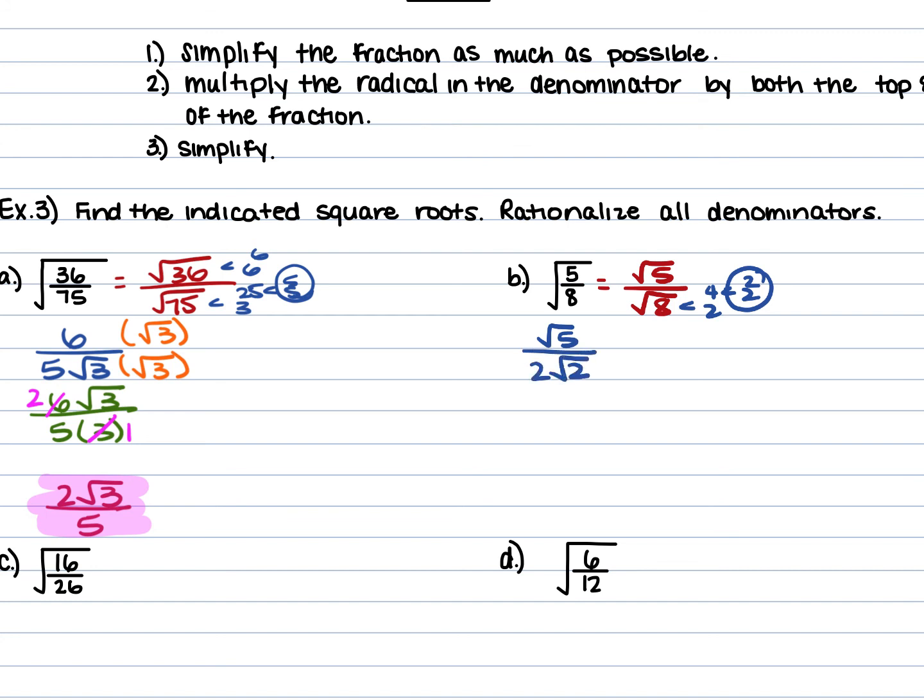We have to rationalize the denominator, so multiply the square root of 2 by itself a total of 2 times. And we'll do the same on the top that you did to the bottom. And we're going to have the square root of 5 times 2, which is 10, all over 2 times 2, which is the square root of 10 over 4.